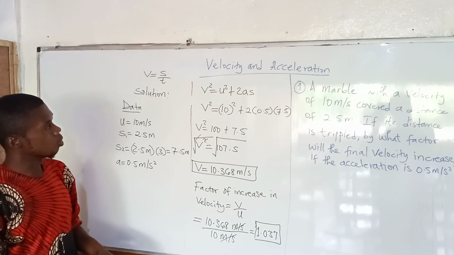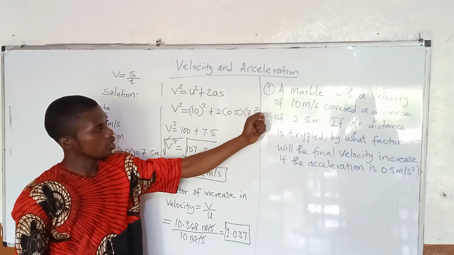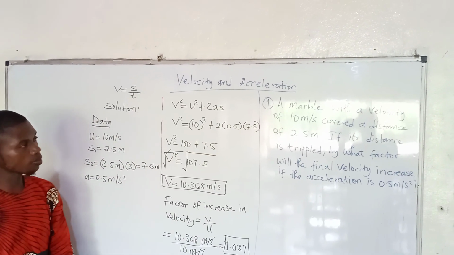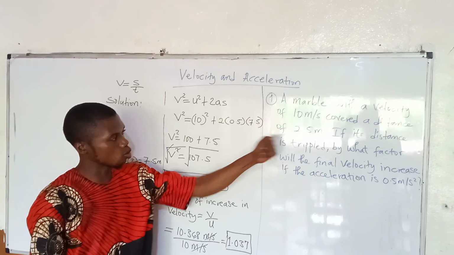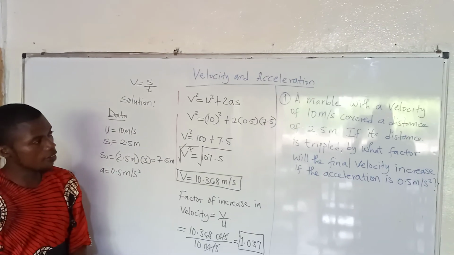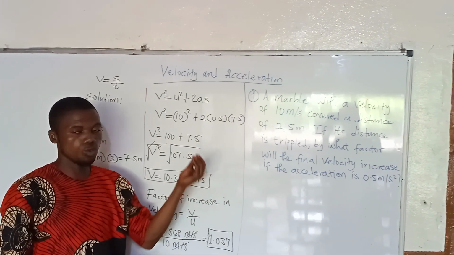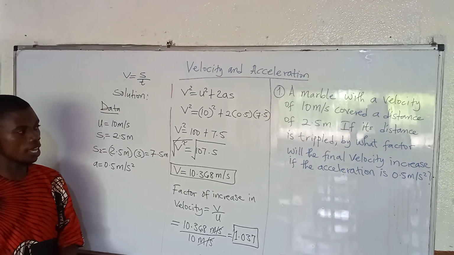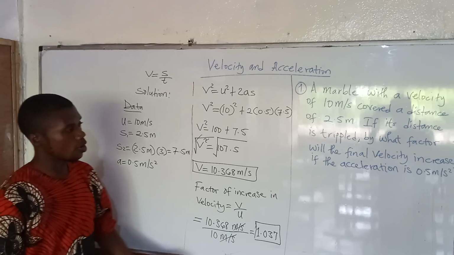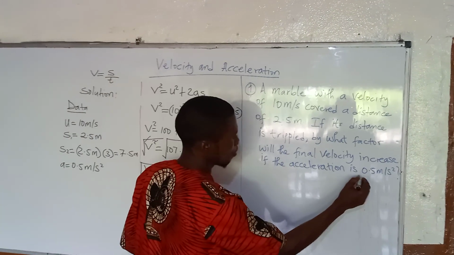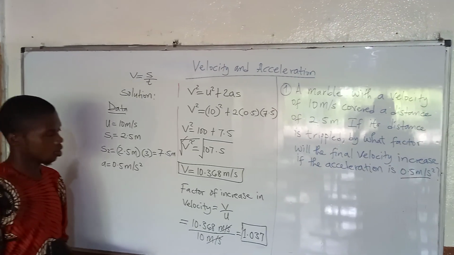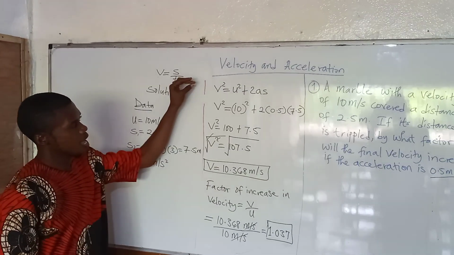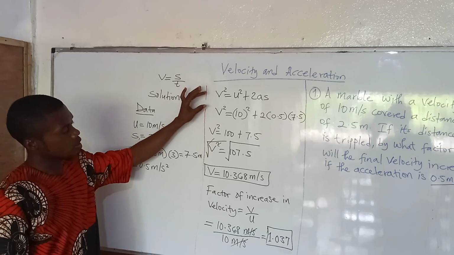Okay, so we have a question here. The question says a mile with a velocity of 10 meters per second covered a distance of 2.5 meters. If its distance is tripled, by what factor will the final velocity increase if the acceleration is 0.5 meters per second squared? For this question we use Newton's third equation of motion.